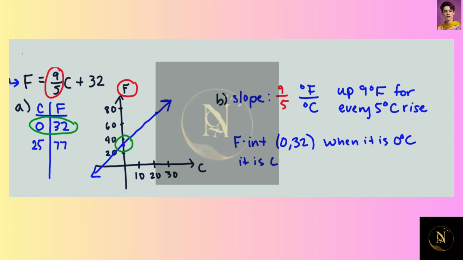When it is 0 degrees Celsius, it is 32 degrees Fahrenheit. And we think of that as the temperature of freezing for water. That's water's freezing temperature.